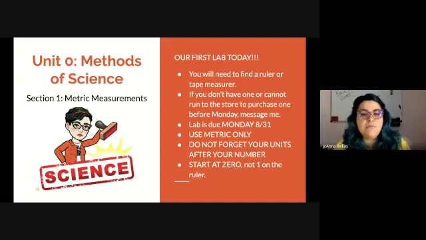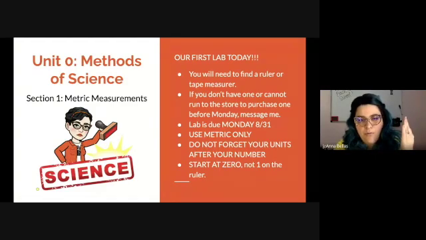You're going to use the metric system only. In science, we use metric, we don't use imperial. Here in the United States, we use the imperial system. That's inches, feet, miles, pounds, but the rest of the world uses metric. And so in science, you have to remember to switch your brain over to the metric system. So we'll be using things like liters, meters, kilometers, grams, things like that.